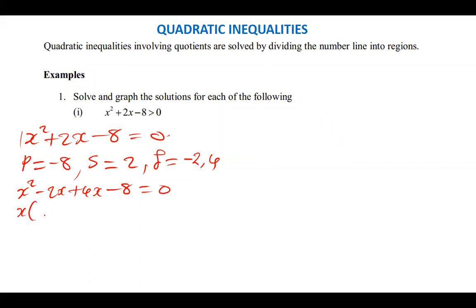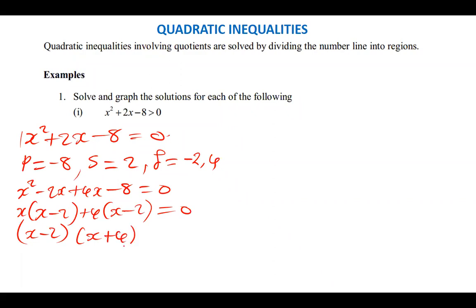So we factorize, we have x, and then x minus 2 there. Then we have +4, x minus 2 there. So x minus 2 is common. Then we have x plus 4, which is also common, equal to 0. So we equate x minus 2 to 0 and x plus 4 to 0. So x minus 2 is equal to 0 and x plus 4 is equal to 0.